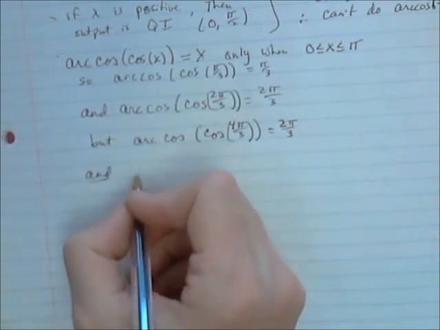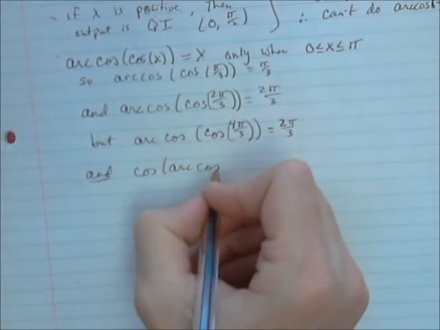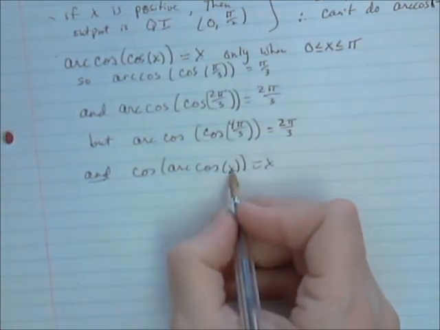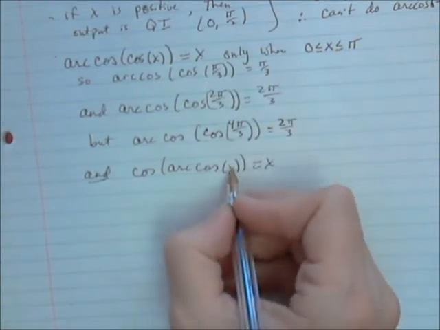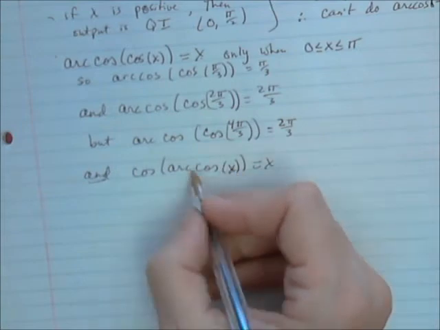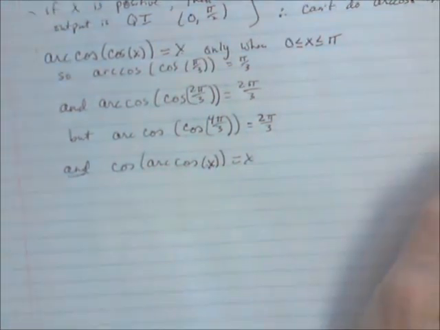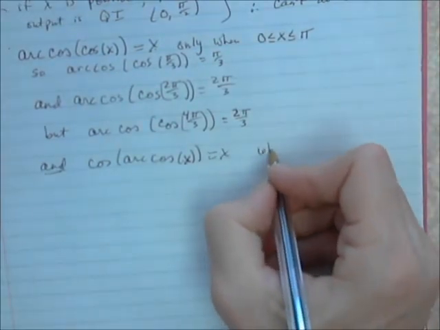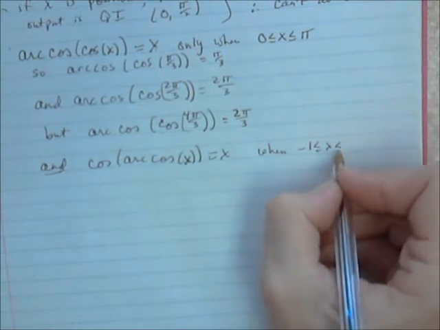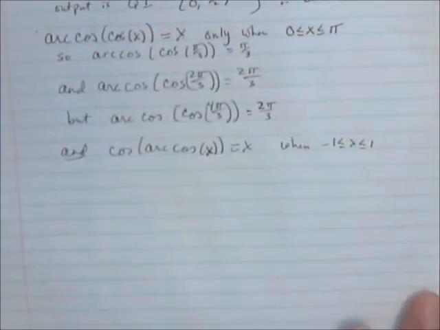And the last thing is if you do a cosine of an arc cosine of x, that's also equal to x. The input is equal to the output, but this only works when x is between -1 and 1, because you can't have an input to an arc cosine that's less than -1 or greater than 1. So that's always true as long as x is between -1 and +1. That's just by definition of the arc cosine.